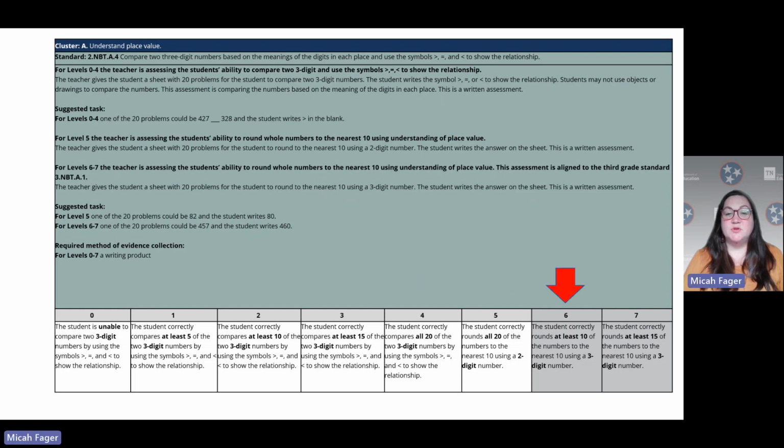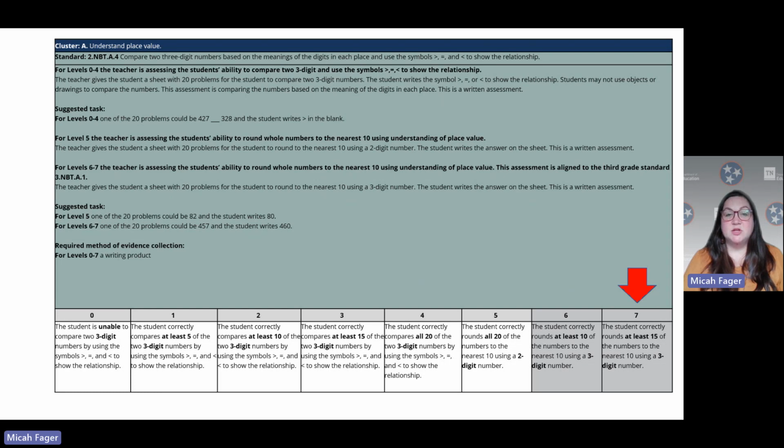If the student is able to correctly round at least 10 of the numbers to the nearest 10 using three-digit numbers, then the student work receives a level 6. If the student correctly rounds at least 15 of the numbers to the nearest 10 using three-digit numbers, then the student work receives a level 7. If the student is successful at completing level 6 or 7, then the teacher does not need to upload evidence of the student completing levels 0 through 5.